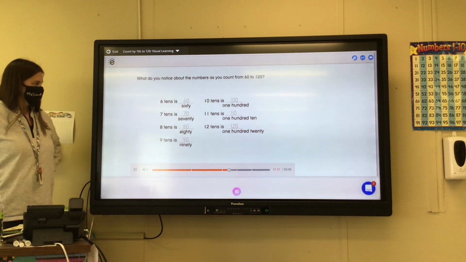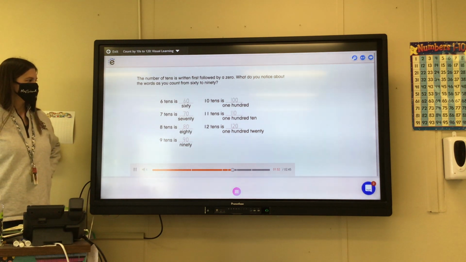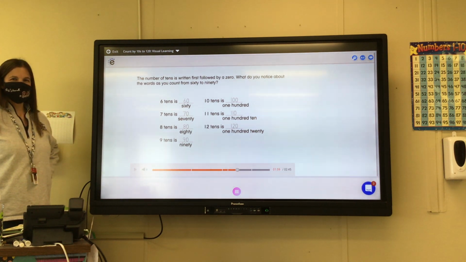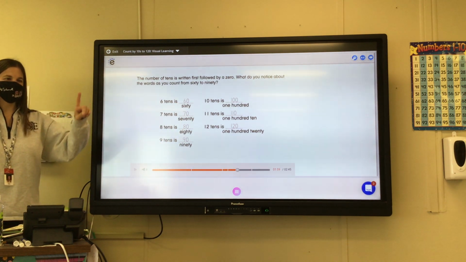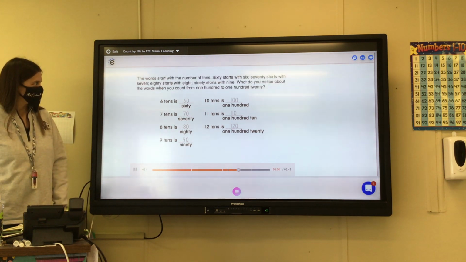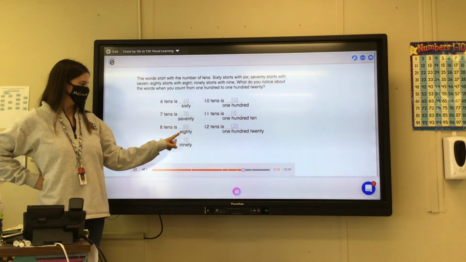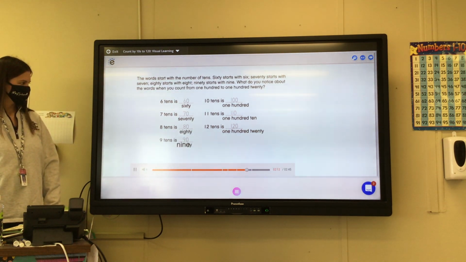Okay. You can count up. The number of tens is written first, followed by a 0. What do you notice about the words as you count from 60 to 90? 60, 70, 80, 90. There's only one word, right? The words start with the number of tens. Look at that. 60 starts with 6. 70 starts with 7. 80 starts with 8. 90 starts with 9. What do you notice about the words when you count from 100 to 120?